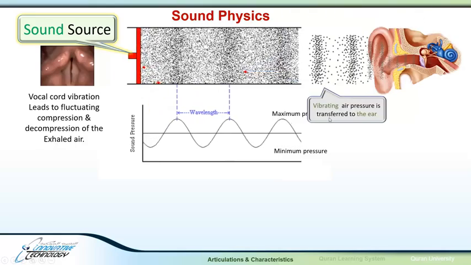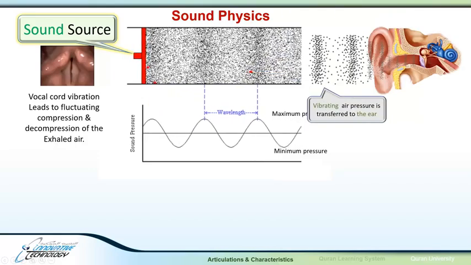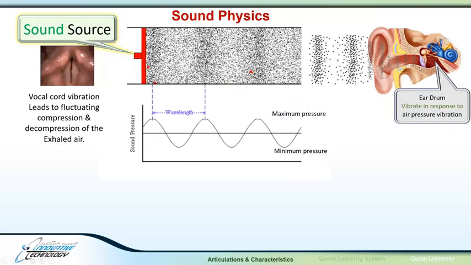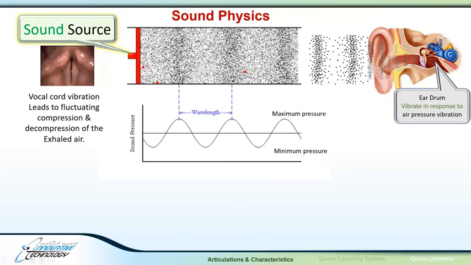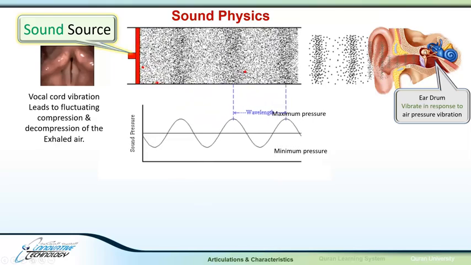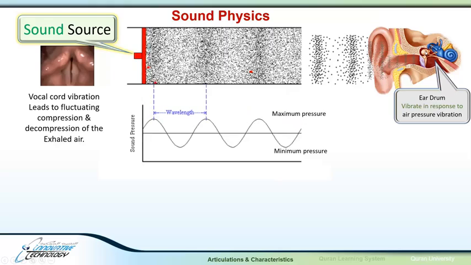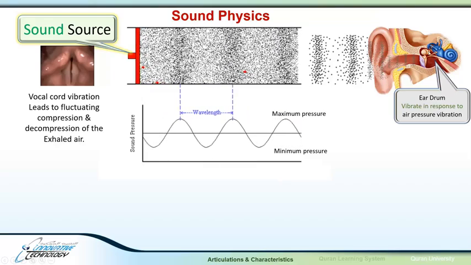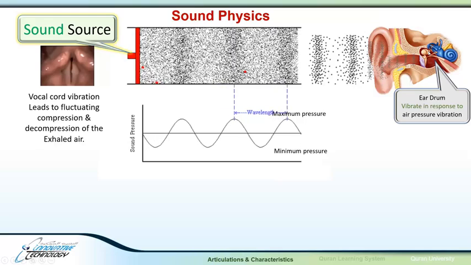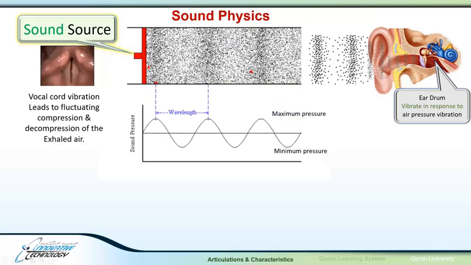Now, such vibration in the air pressure would be transferred towards the ear, where the mechanical vibration of the air would lead to vibration of the eardrum, which would cause the small ear bones to move, leading to the stimulation of the inner ear apparatus, that at the end would lead to a triggering of a nerve stimulus that would be sent to the brain to appreciate the sound and recognize it.